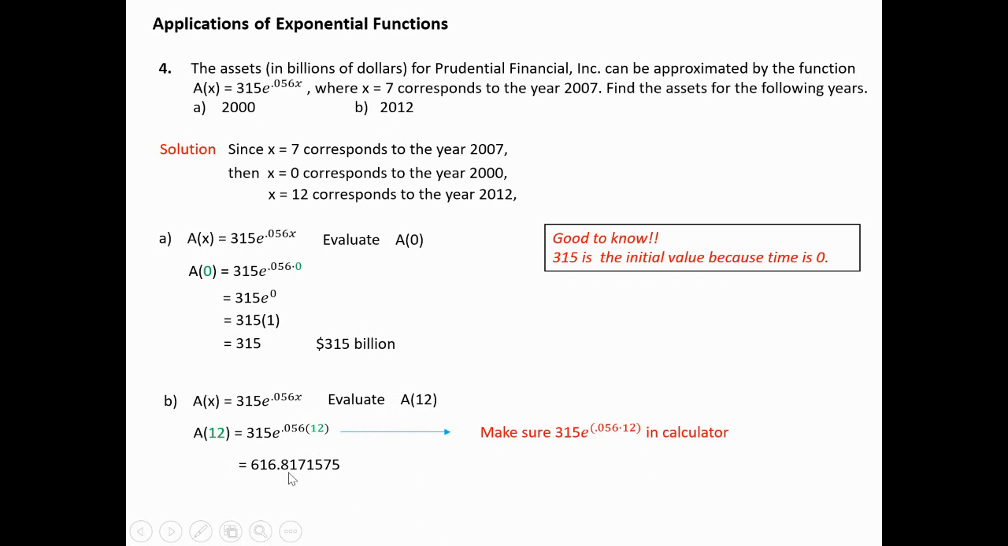So then this is your value, 616.817157, which approximates to the nearest tenth as 616.8. But remember, it's in billions of dollars. So the answer will be $616.8 billion.